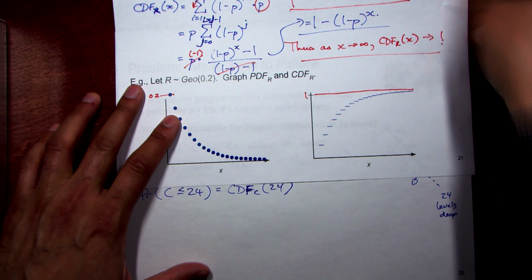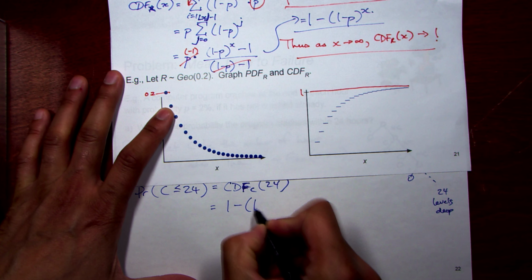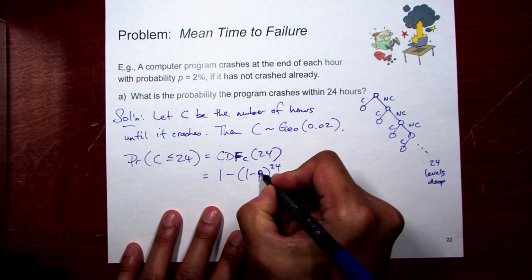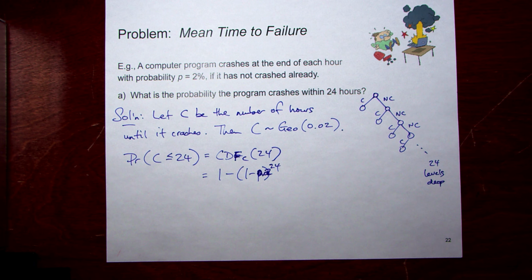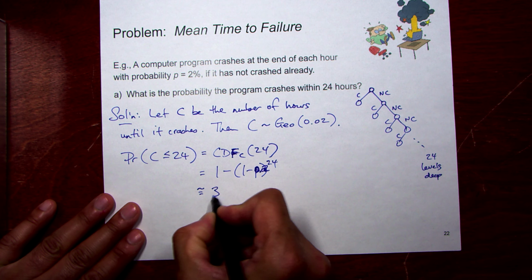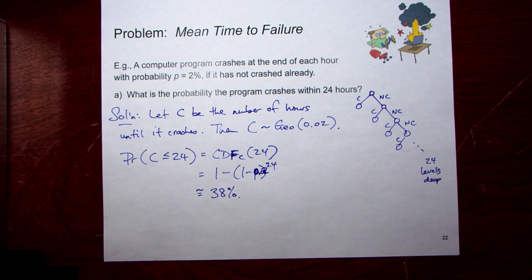It's 1 minus (1 minus p) to the 24. Maybe I should just put p in there, save you a little writing. 0.02. Okay, and you can run this through your calculator. It ends up being 1 minus 0.98 to the 24. Okay, that is a number slightly less than 1 that is exponentiated. Your calculator will handle this quite nicely and give you 38%.